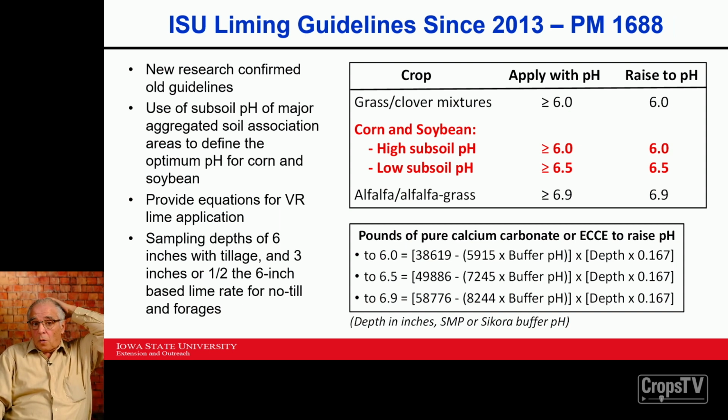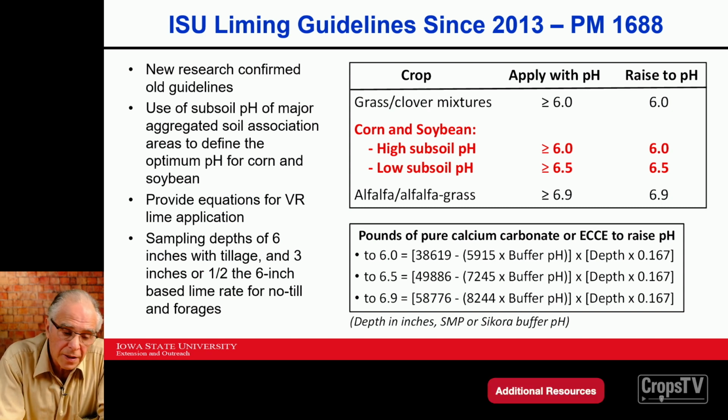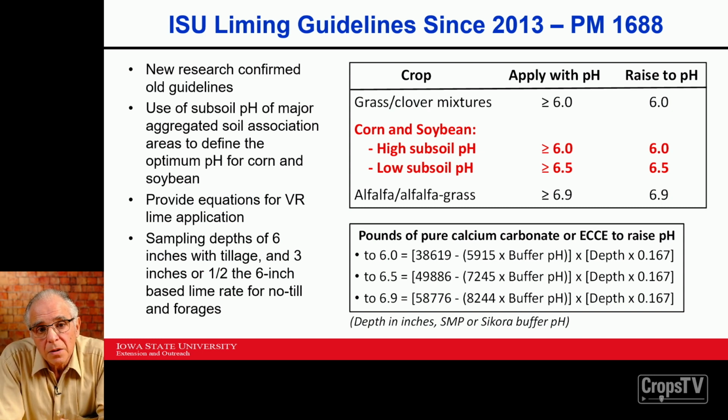Okay, so the Iowa guidelines were last updated in 2013 based on the data that I showed until then. Essentially, there was almost no change because this confirms the old-timers' data. They were right, okay? The optimum pHs were right. Now, we work with corn and soybean. I did not work with grass clover mixtures or alfalfa grass. This is in PM 1688.